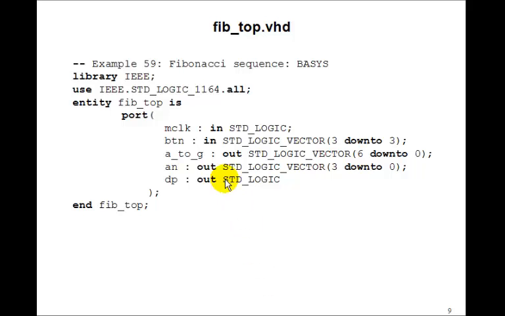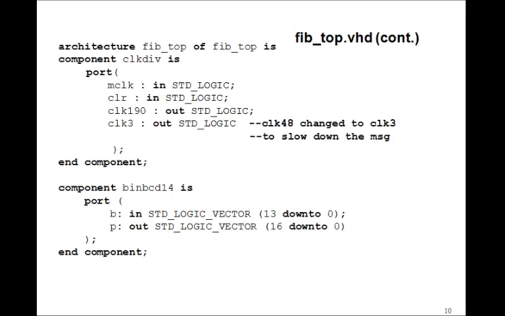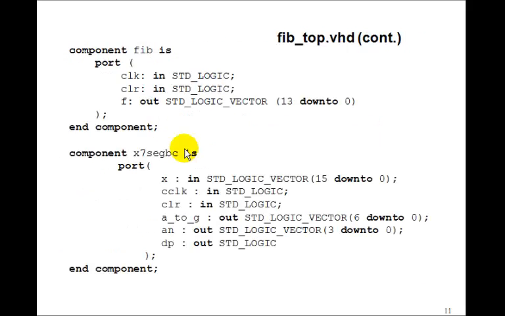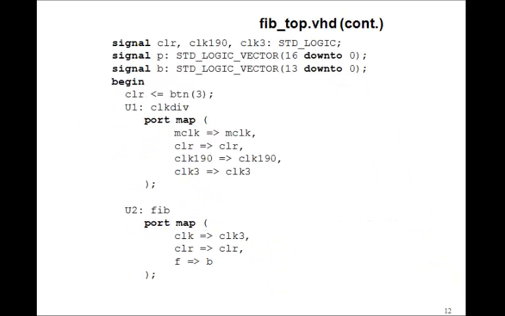Here's what fib top would look like. We've got M clock, button in 3 down to 0, that's our clear, and then the A to G, A in, and decimal point out for the 7-segment display. We've got our component for clock div, our component for our binary to BCD 14, our component for fib, our component for X7 seg BC, and then we've got the signals clear, clock 190, clock 3, P and B. P's 16 down to 0, B's 13 down to 0.